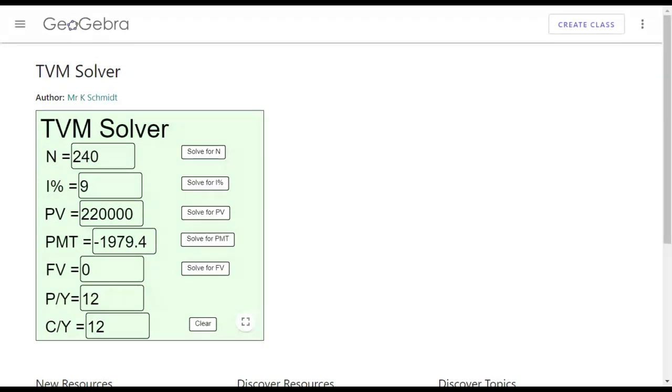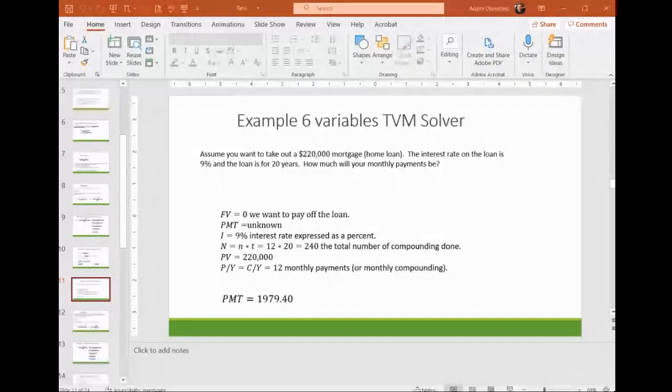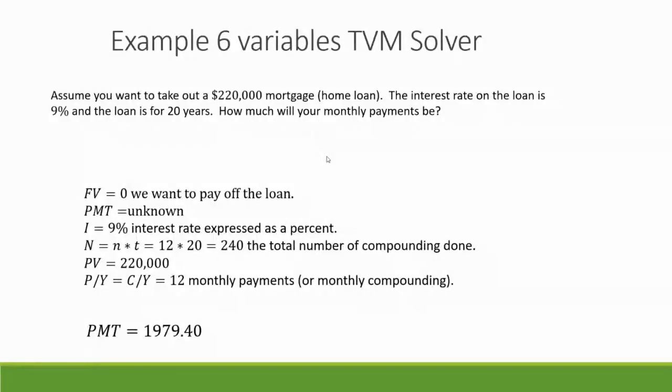$1,979.40. All right, that's cool. That's fun. Okay, that's good. So that's what we get here. All right, any questions on this? All right, let's go back to the notes then. All right, let's see. So we have this one.